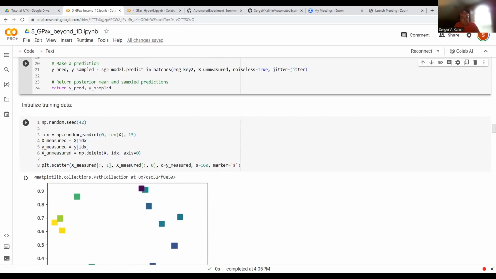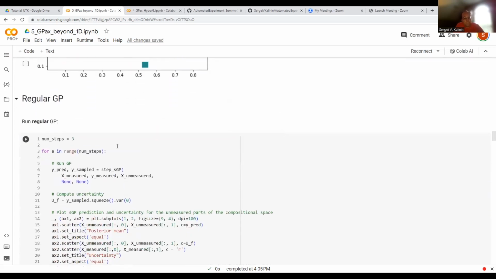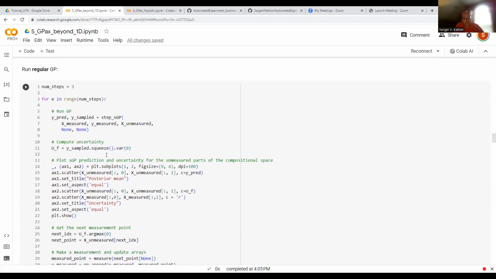Let's say that this is how we define our training data for the time being. Let's assume that this is your 2-dimensional phase diagram. These are the locations where we took the measurements. This is the measurement point, and obviously the color is the value of the measured function. So this is how the regular Gaussian process is going to run in this case.